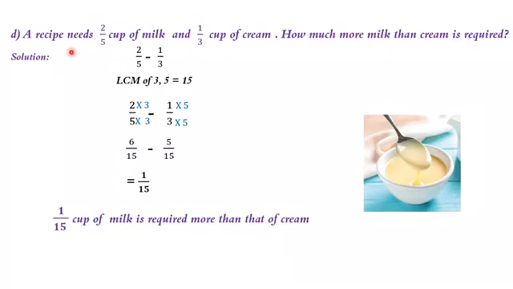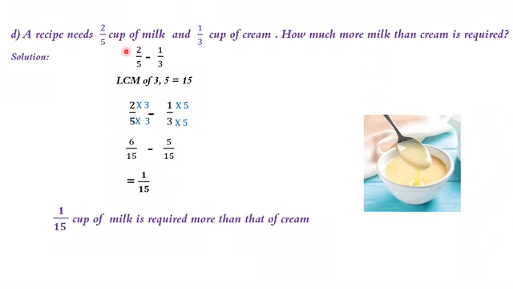A recipe needs 2 by 5 cup of milk and 1 by 3 cup of cream. How much more milk than cream is required? So this is the main operation idea we get from this statement. Here they're asking us to compare the quantity of milk and cream. How much more or how much less means comparison. Comparison is finding differences, which definitely means subtraction.